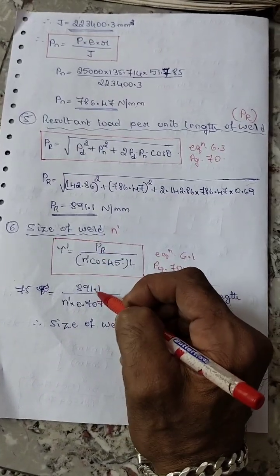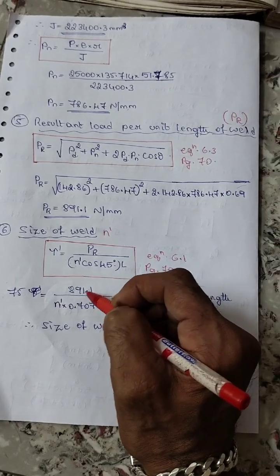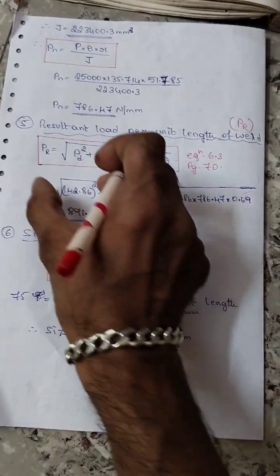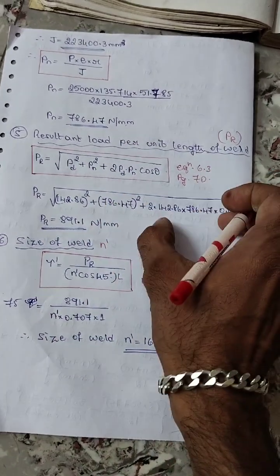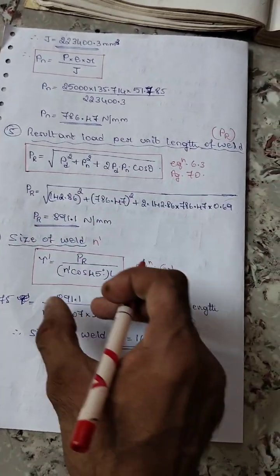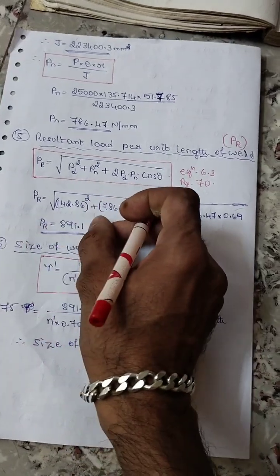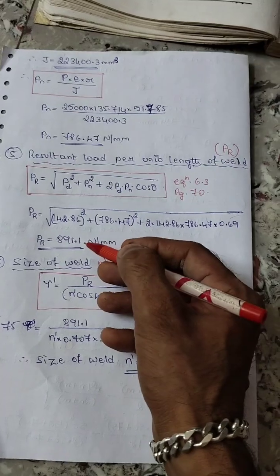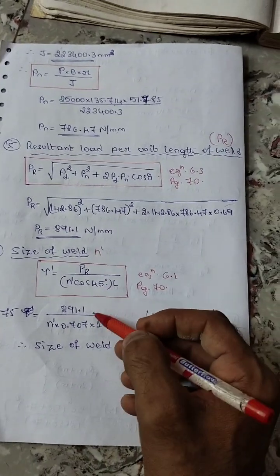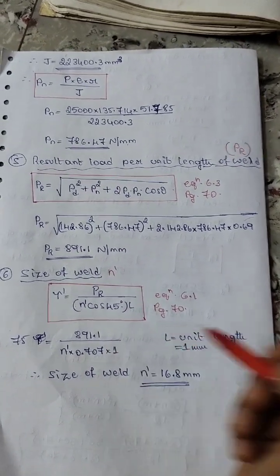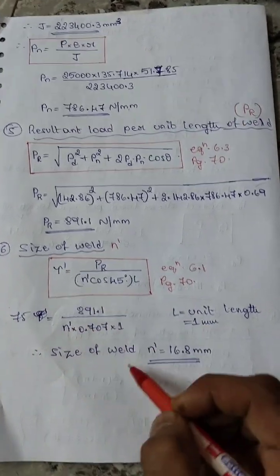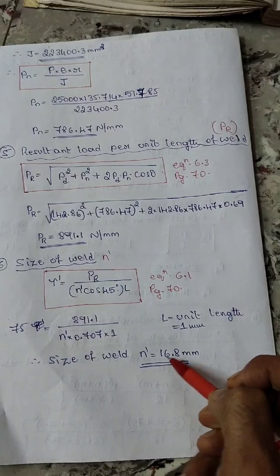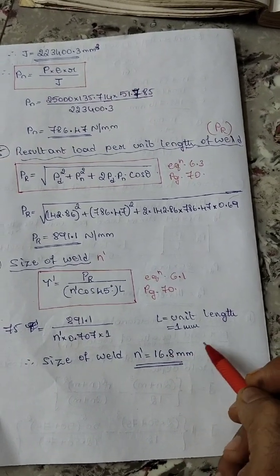While you consider this 891.1, fraction matters. When you calculate this, you will get some fractions, so how you round it changes your answer. You can consider 4 digits after the decimal point, though 2 is also sufficient; accordingly your answer will also vary. So now I have to calculate n dash. Substitute all the values, and the size of the weld n dash is equal to 16.8 millimeters. Thank you.